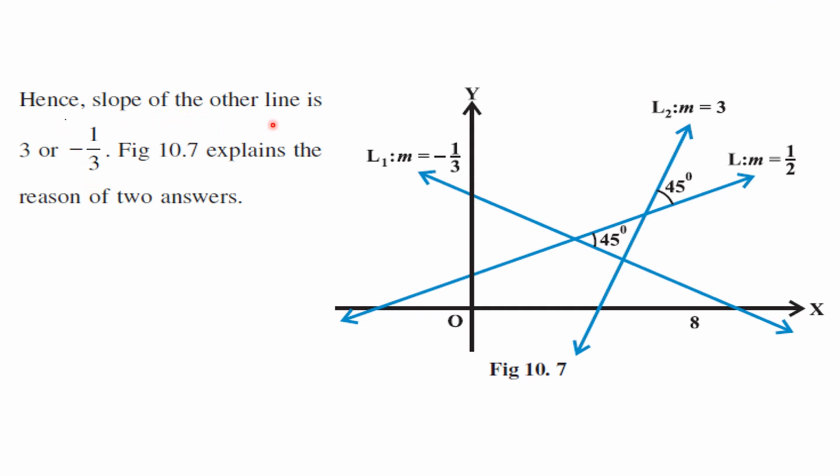Hence the slope of the other line is 3 or minus 1 by 3. So see, observe this figure, my children. Figure 10.7 explains the reasons for the two answers. Okay, my children, these are the slopes of the second line, as either m is equal to 3 or m is equal to minus 3. See here, this is the line with the slope minus 1 by 3. This is the second line with the slope m. Okay, my children, understood this point?